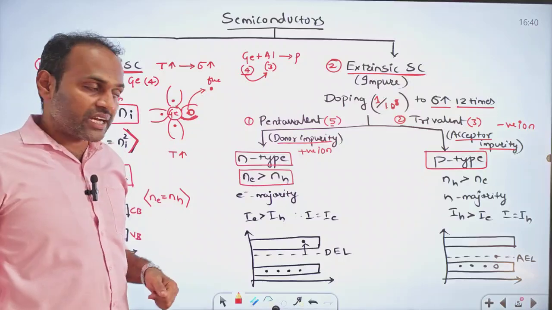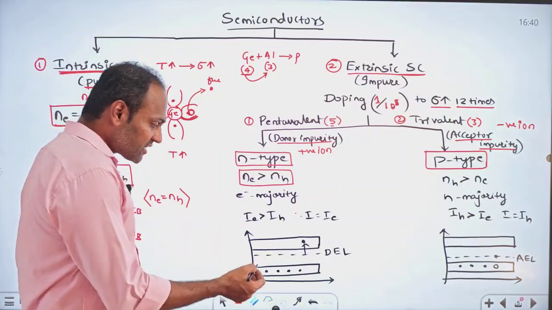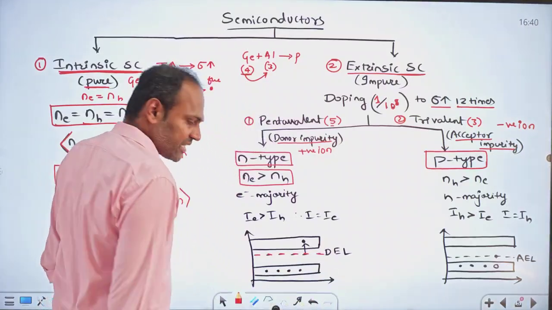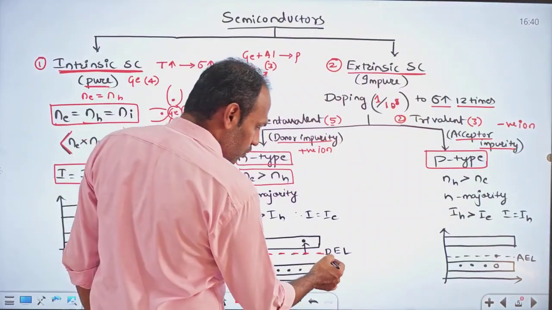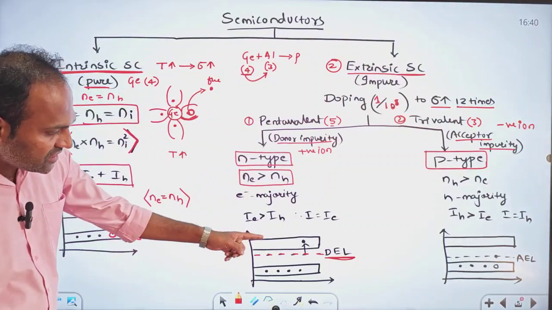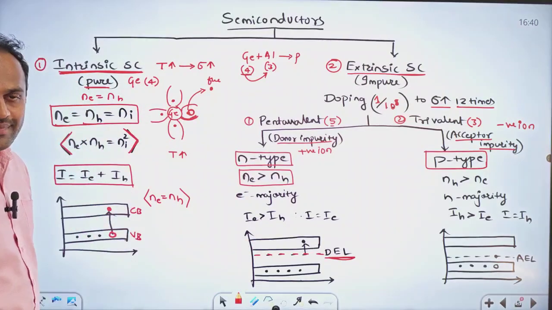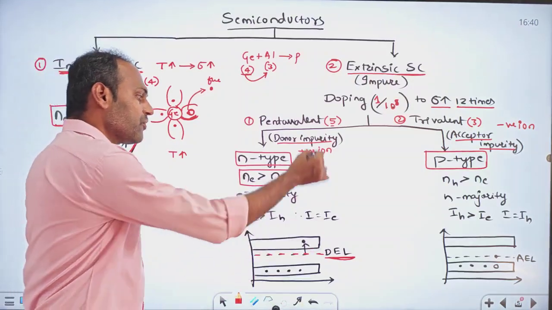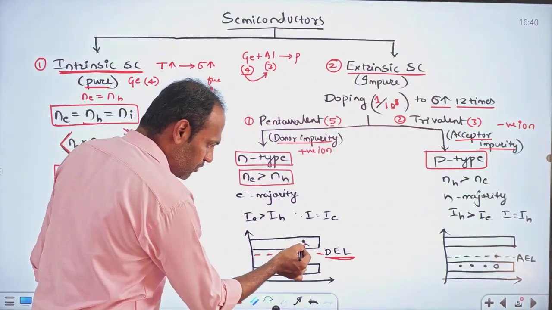So that fifth extra electron will be donated. The energy level of that fifth extra electron is called the donor energy level. Donor energy level is just below the conduction band. So that fifth electron is easily shifted to the conduction band.